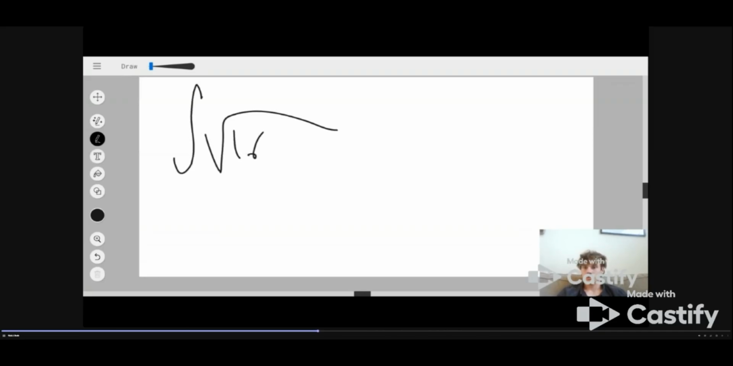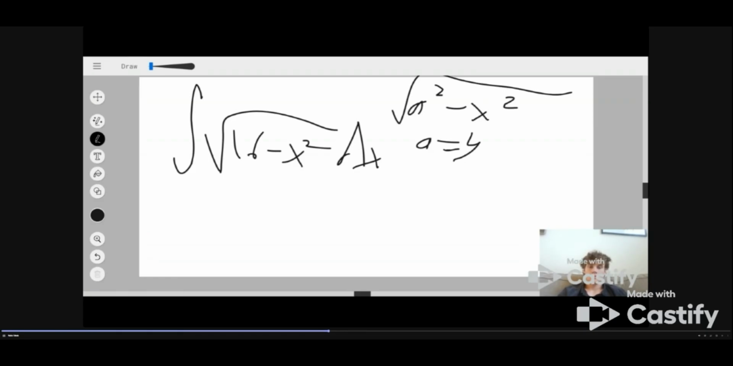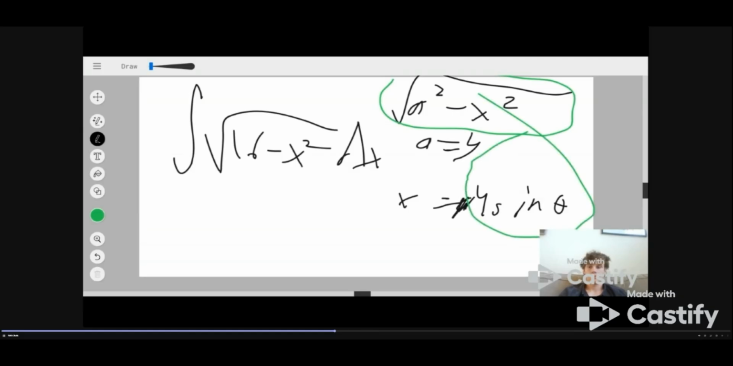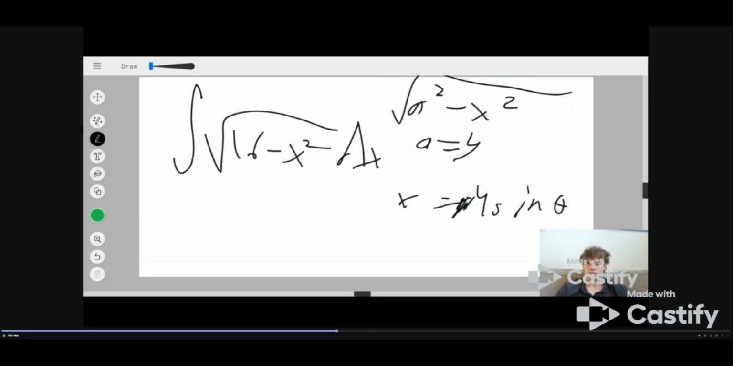So let's say we have integrate this. So we know we're going to form a squared minus x squared. Our a is going to be 4. So we use the x equals a sine theta, or in this case x equals 4 sine theta substitution for these. This correlates with this sign here. Make our substitution: 16 minus, this is our x, so we replace it here, 4 sine theta squared. Now we can distribute the square.